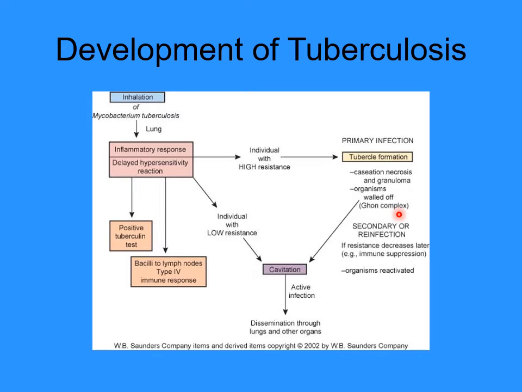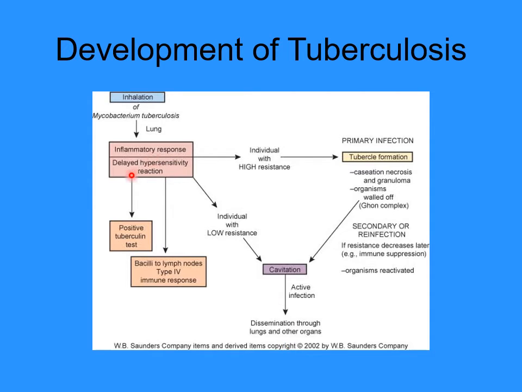off. And then as time goes on and the person either becomes older, immunocompromised, resistance decreases later on in life, it can be reactivated, and then you go through the cavitation and the active infection and destruction of tissues and dissemination through lungs and other organs.